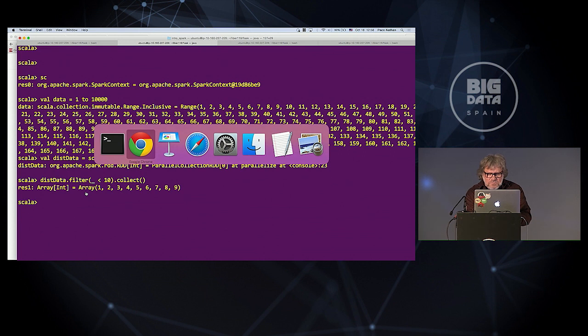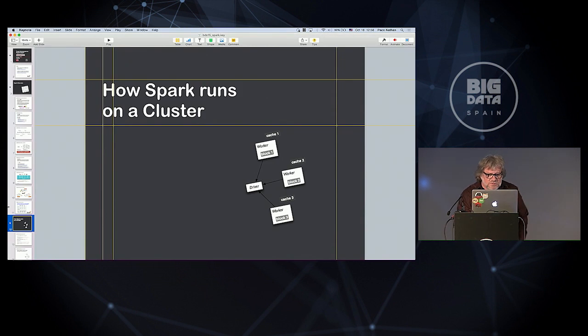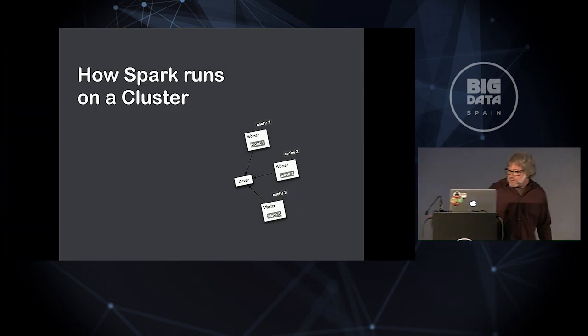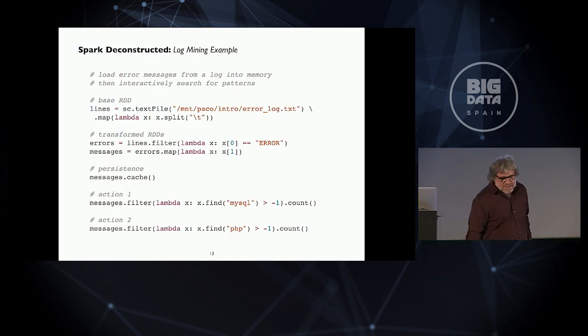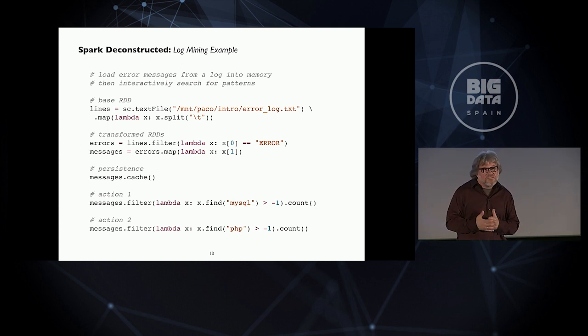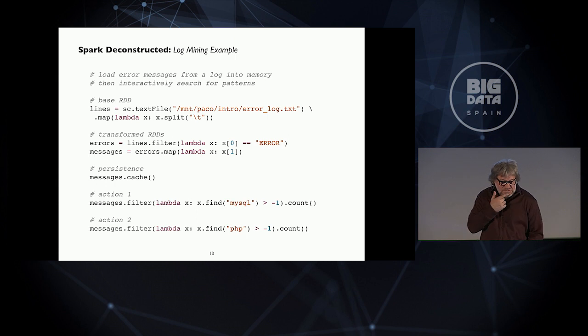Okay. So let's go with a little bit more complicated program to try to show how this operates, what happens on a cluster. So I've got this code here. I'm going to take a log file. Let's say it's a log file from a web app. And the web app is written in PHP, and it uses MySQL, and we've got some errors collected into the logs. Let's assume that the log file is in like log4j kind of format. It's tab-separated values.